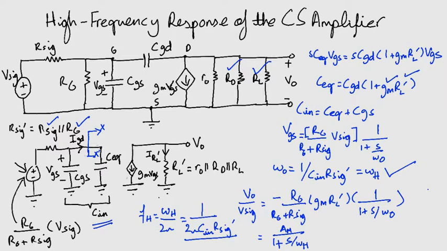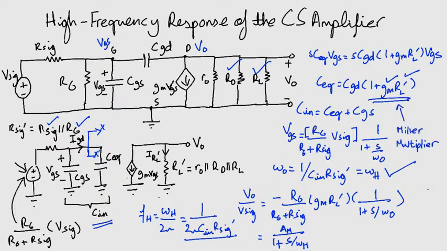Now let's discuss one more thing. The multiplication effect that CGD undergoes here comes about because it is connected between two nodes whose voltages are related by a large negative gain, minus GMRL dash. Look at the top diagram. I have written the two voltages V0 and VGS. And if you remember the relation, it was minus GMRL dash. Now this effect is known as the Miller effect. And 1 plus GMRL dash is known as the Miller multiplier.